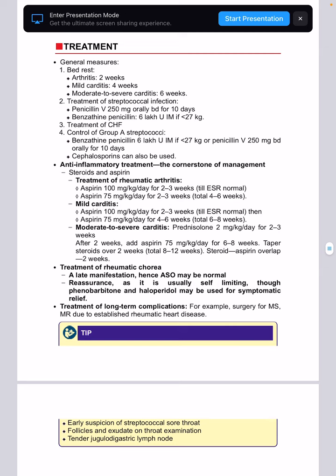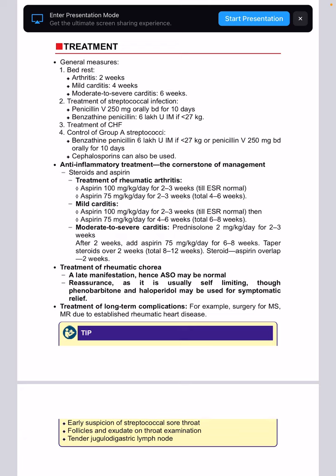Treatment of streptococcal infection: we will give penicillin 250 mg orally 2 times a day for 10 days. Benzathine penicillin. So the mainstay you have to remember is penicillin, benzathine penicillin. Benzathine penicillin 6 lakh units will be given if the weight is less than 27 kgs.